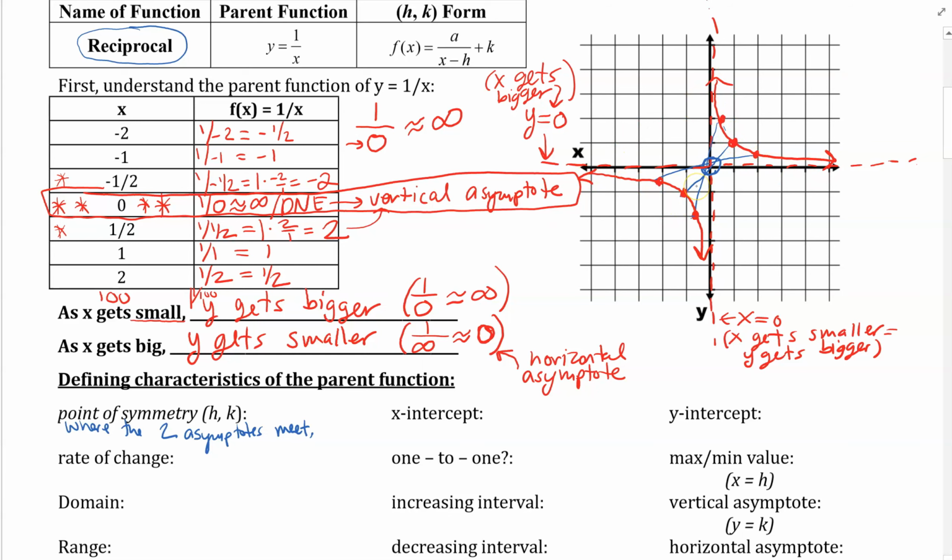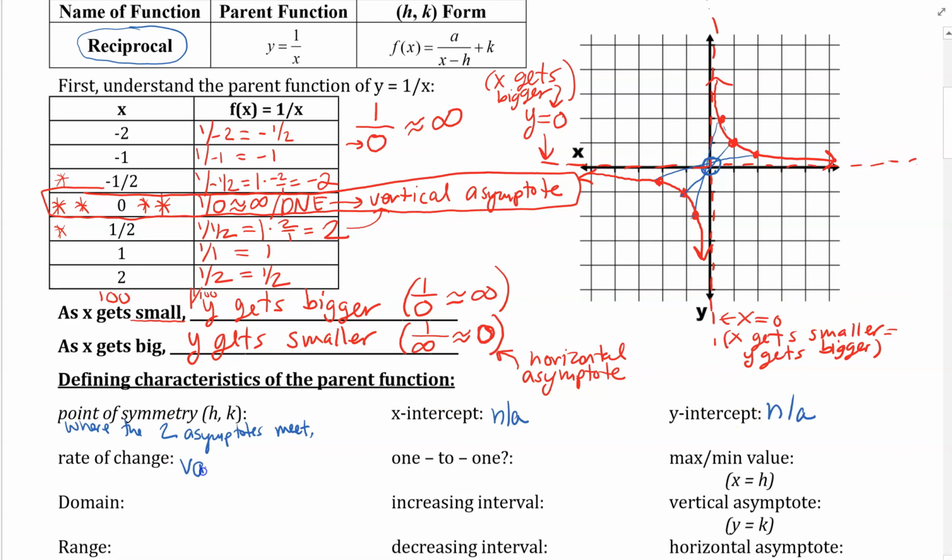Okay. This graph has neither an x-intercept nor a y-intercept because the vertical asymptote happens to be along the y-axis and the horizontal asymptote happens to be along the x-axis, and the graph is not able to touch or cross either of those asymptotes, and so it won't ever intersect either.